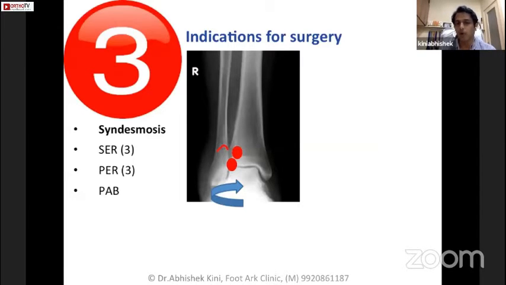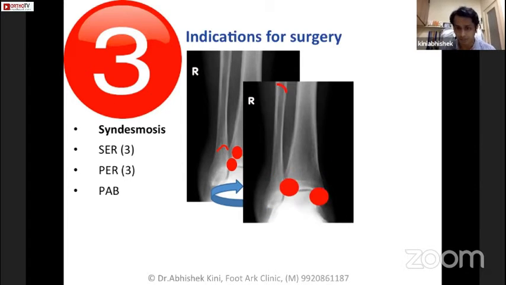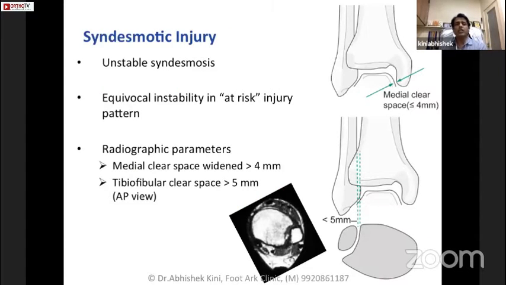Coming to the third important component of this ankle fracture, which is very complicated rather, is the syndesmosis, which you see in supination external rotation or pronation external rotation, and also in pronation abduction injuries like these. So it's an unstable syndesmosis. There is an equivocal instability or at-risk injury pattern, which we just described. So how do you check for them? There is a medial clear space which is widened more than 4 millimeters, or the tibiofibular clear space of more than 5 millimeters in an AP view is what you need to look at.